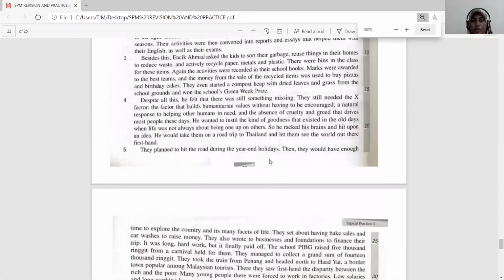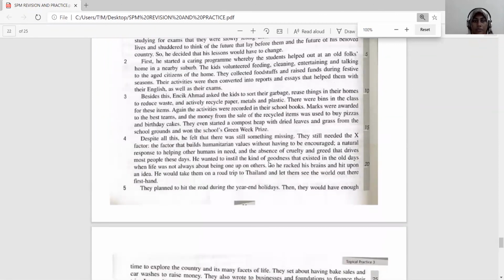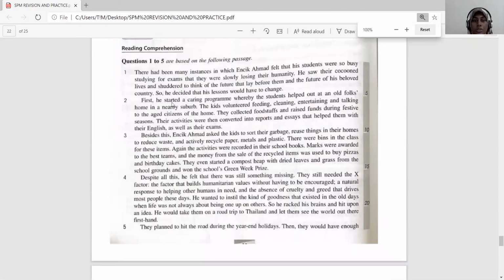So where will your first point be taken from? He first made them volunteer by helping in the old folks home. Yes, line 5. All right, the first will be he changed them by asking the students to help at the old folks home by volunteering. They clean, then you explain how they clean, they entertain, they talk to the aged citizens. They also collected foodstuff and raised funds during the festive season.